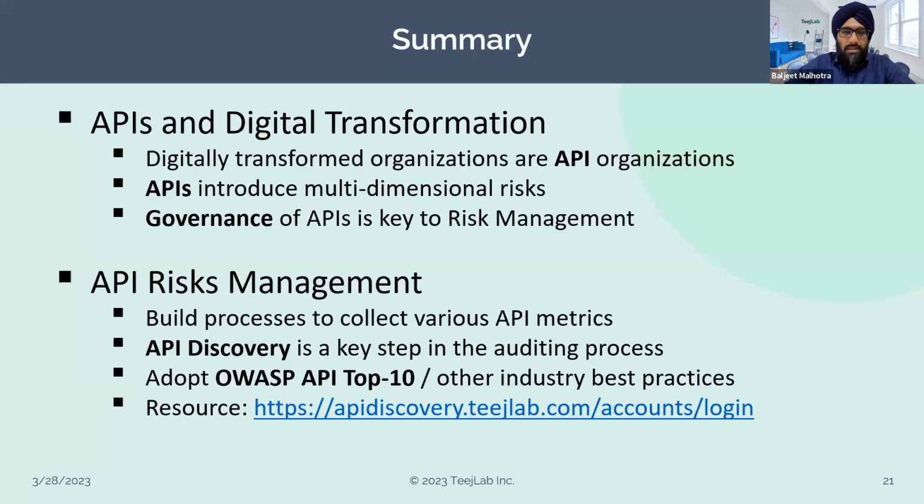Now, let me summarize what we discussed today. APIs are the engine to digital transformation for organizations. If you have not looked into these API issues from a risk management perspective, this is a good time to look into them. APIs also pose certain management or governance challenges. As I mentioned, not every API security problem leads to the same business impact. So you've got to find out this is a problem. And the issue is the scalability.